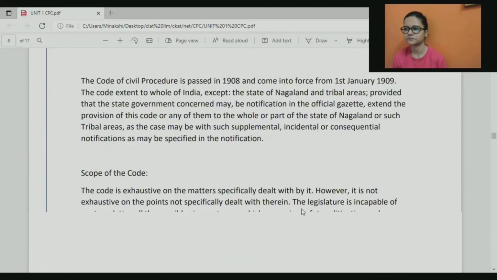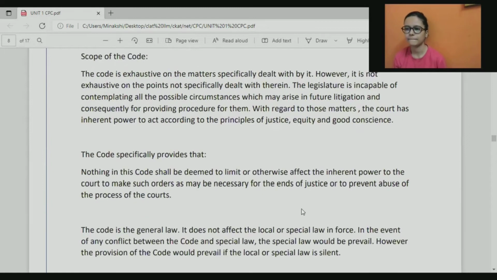Okay. Yeah, 1908, it was enacted and came into existence also. Yes. Same year. Yeah. Okay. Next, we have one more part. Came into force 1st of January 1909.